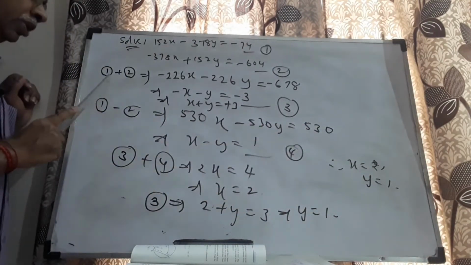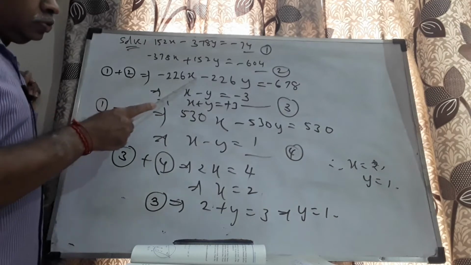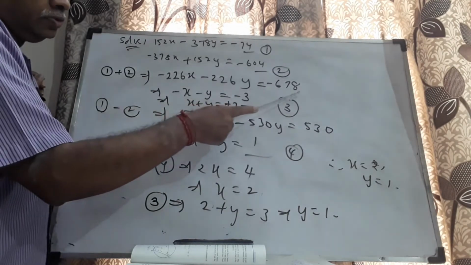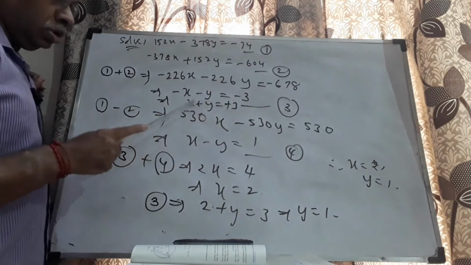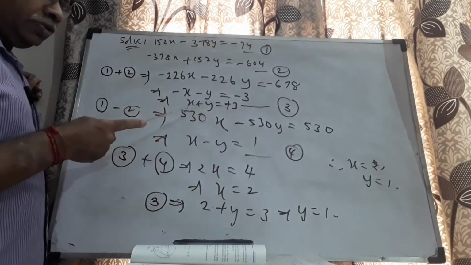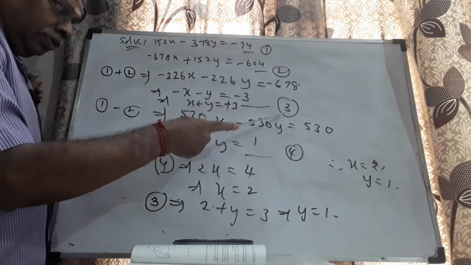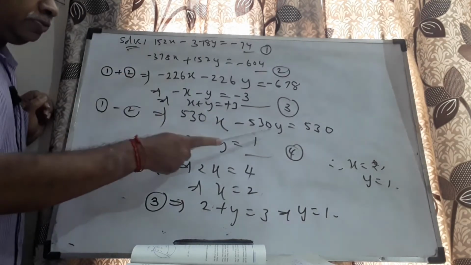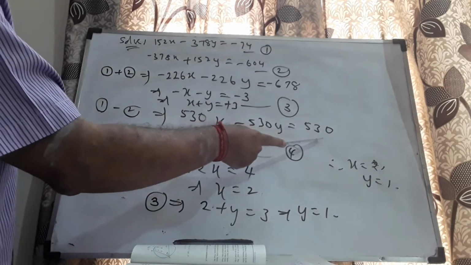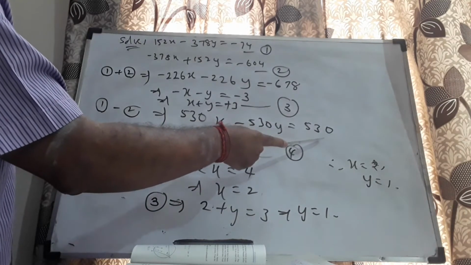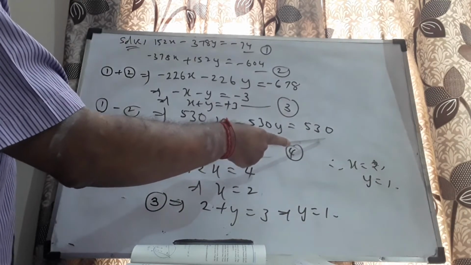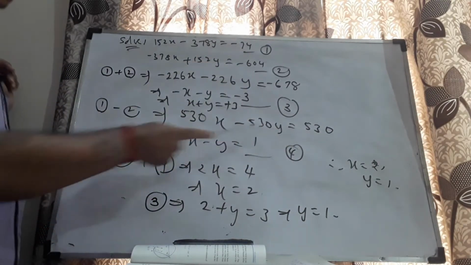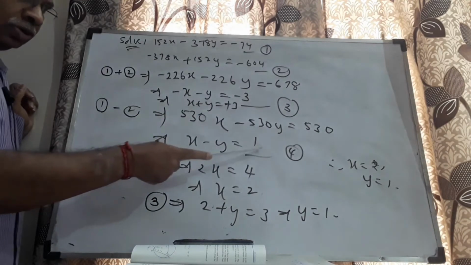Let me explain once again. Adding 1 and 2, minus 226x minus 226y will be equal to minus 678. Therefore, dividing throughout by minus 226, I will get x plus y is equal to 3. That is equation 3. Subtract 2 from 1. I get 530x minus 530y will be equal to plus 530. That's correct. This is nothing but 604 minus 74. It is 530. Divide throughout by 530. x minus y is equal to 1.